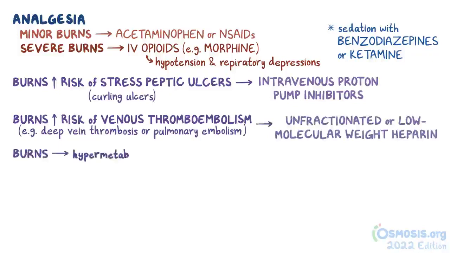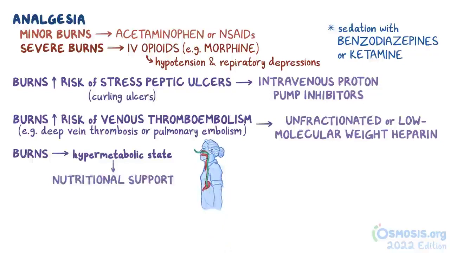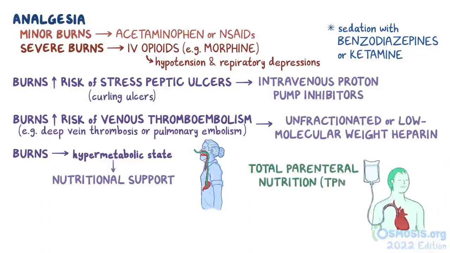Burns cause a hypermetabolic state, and individuals often can't feed themselves. Therefore, nutritional support is important. Enteral feeding using a nasogastric tube is preferred, but if they can't tolerate it, total parenteral nutrition, or TPN, is required.